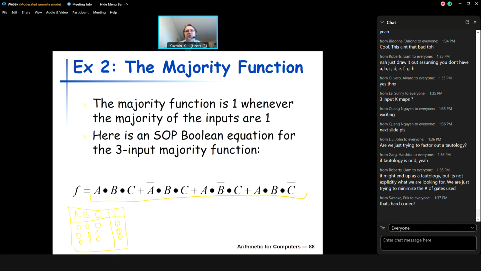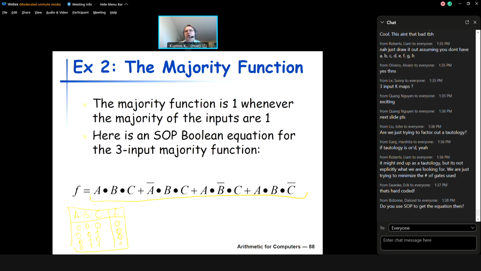What about then 1, 0, 1? Oh, now we have 2 ones, A and C, and 1 zero. So we have more 1s than zeros. Okay, so according to our definition, the output is 1 because we have more inputs at 1 than at 0. Okay, so from this truth table, you can build your SOP or POS form.